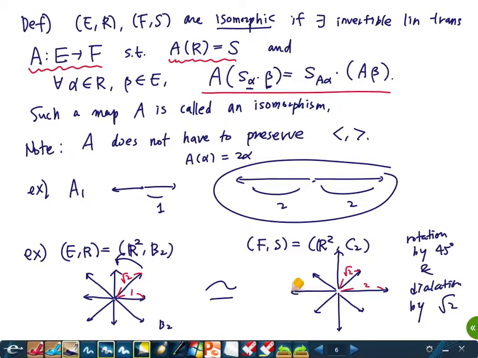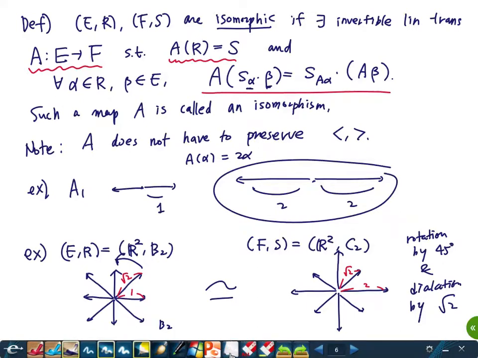So in particular, the type B2 root system is isomorphic to the type C2 root system, but this is only for the n equals 2 case; it doesn't continue to hold for general n.